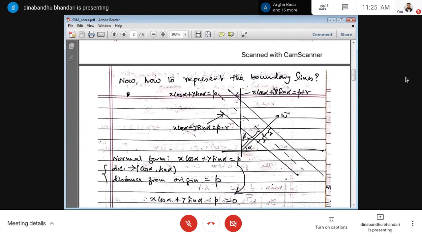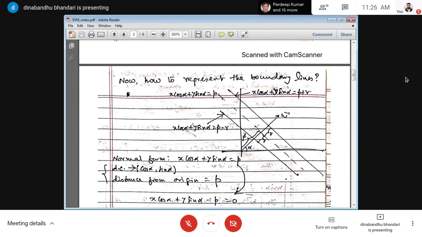Tell me, what is the equation of a line, the normal form of a straight line? If you have a line somewhere here for which the perpendicular distance from the origin is p, and this normal, this is called the normal, makes an angle alpha with the x-axis, the equation of this line is x cos alpha plus y sin alpha equal to p. We are very much familiar with that.